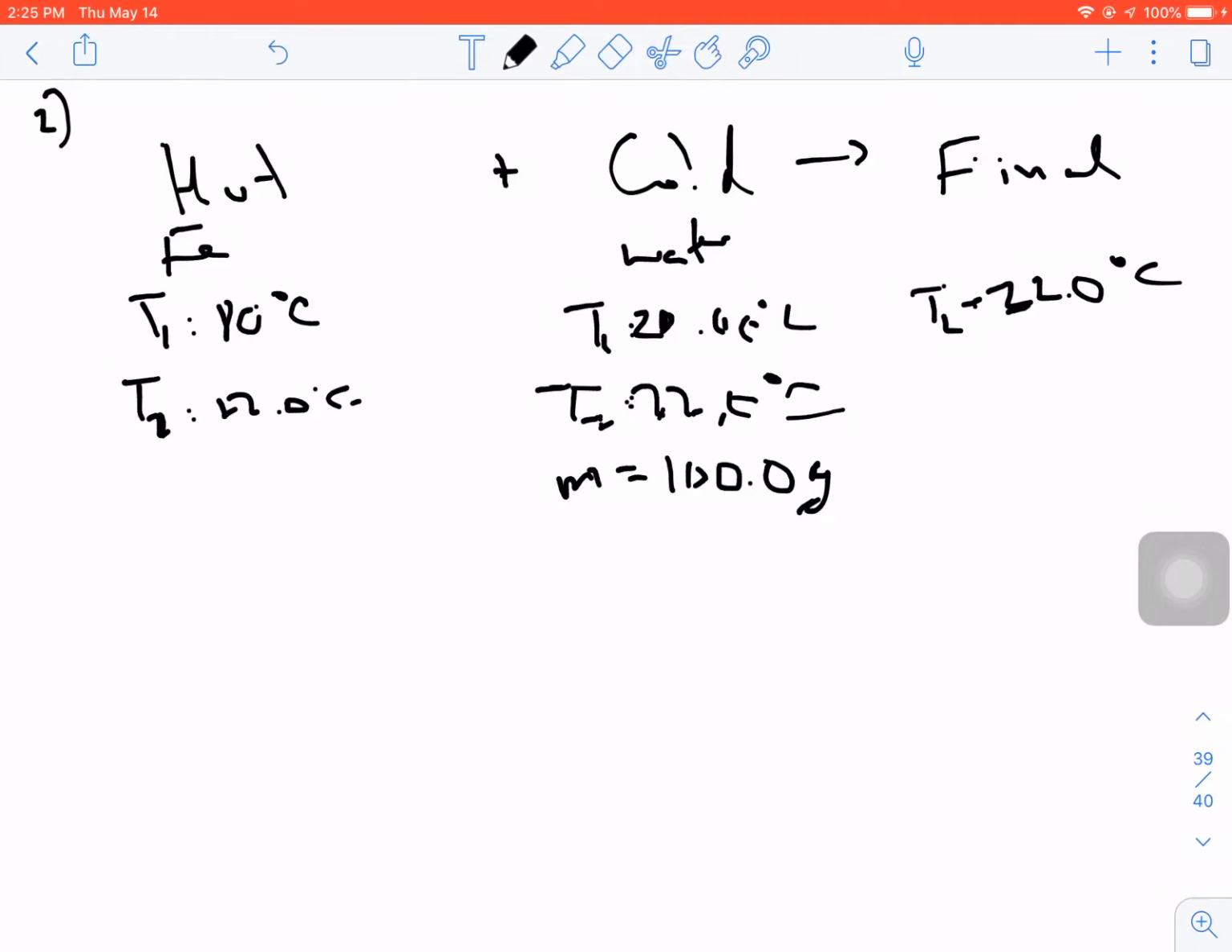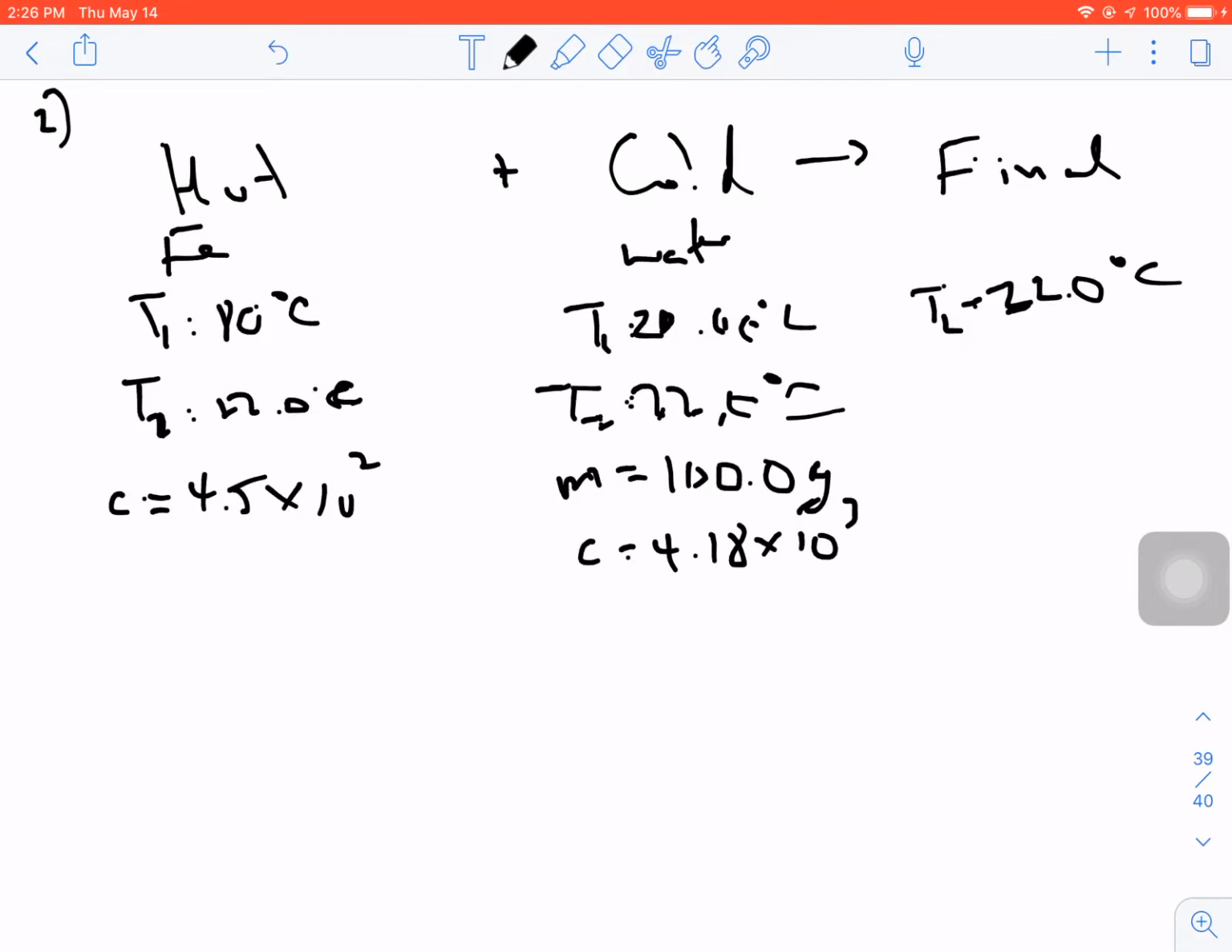Okay, so just keep that in mind for water. 100 milliliters is 100 grams. 1 milliliter is 1 gram. I know that this is water, so I know what the C value is here: 4.18 times 10 to the power of 3. And on the left side here, I have iron, and the C value for iron is 4.5 times 10 to the power of 2 joules per kilogram degree C. I'm not going to attempt to write that.